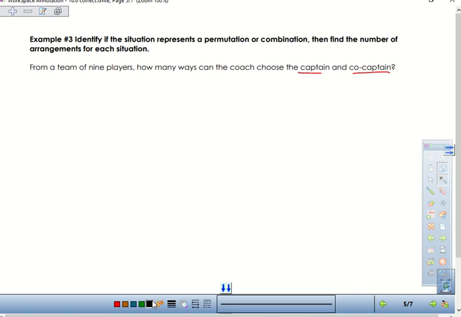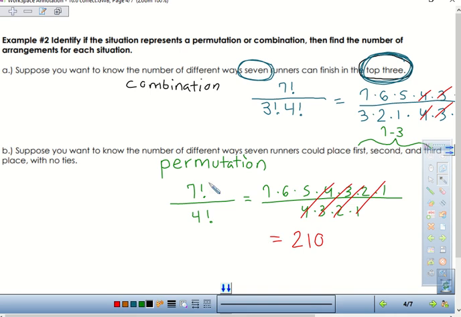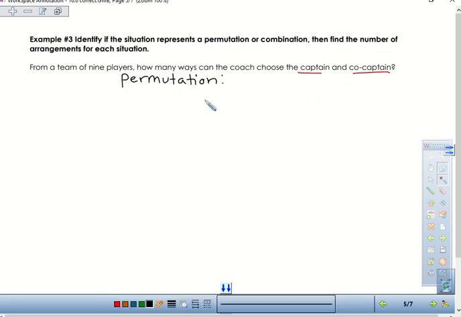So what's it going to be? A permutation, because there is a difference between getting captain and co-captain. With a permutation, the formula is going to be a little bit different, remember? This one right here was a permutation. This was a combination, so we're going to use the permutation formula. Top is always going to be the sample space, factorial, the number you have to choose from, over.